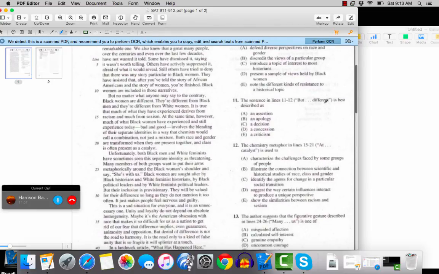The sentence in lines 11 to 12 is best described as... So what are we going to be looking for here? What it's best described as, or description. Some kind of description for it.